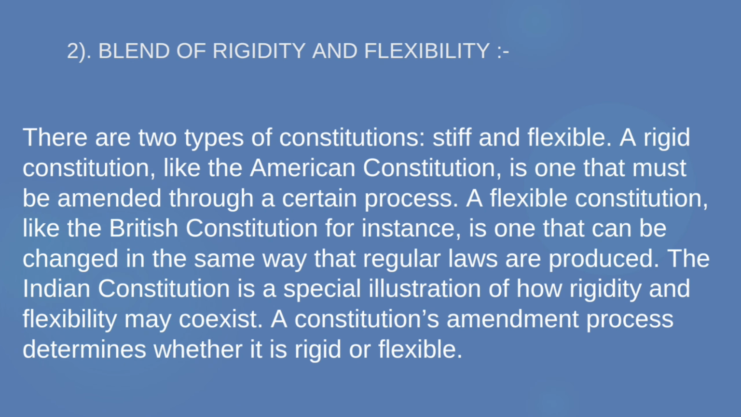Blend of rigidity and flexibility. There are two types of constitutions, rigid and flexible. A rigid constitution, like the American Constitution, is one that must be amended through a special process. A flexible constitution, like the British Constitution, is one that can be changed in the same way that regular laws are produced. The Indian Constitution is a special illustration of how rigidity and flexibility may coexist. A constitution's amendment process determines whether it is rigid or flexible.